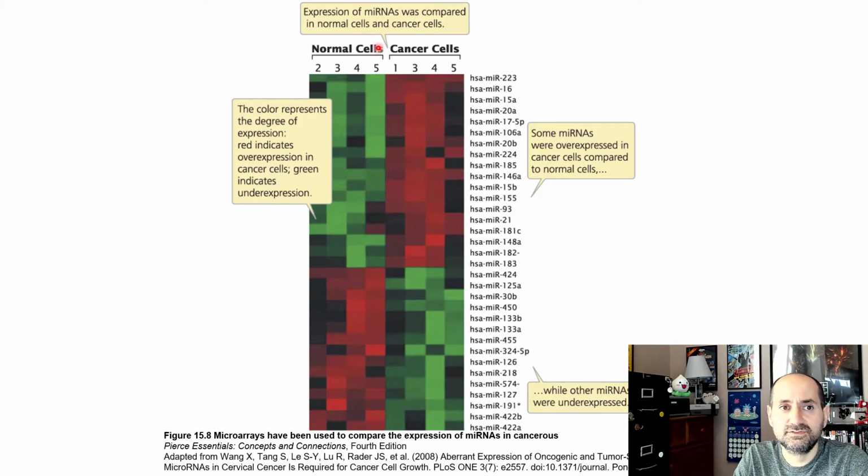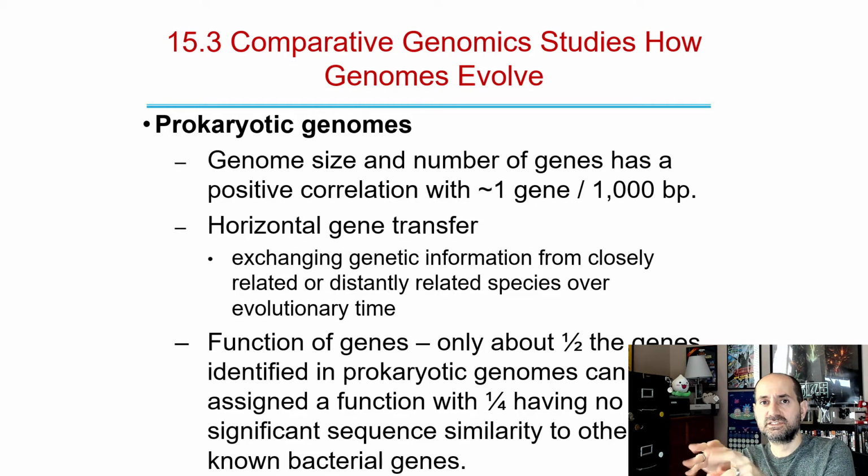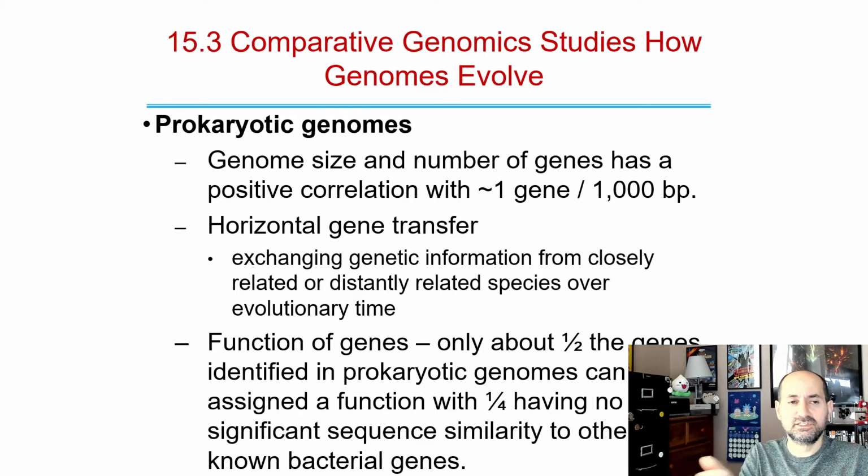So here you could do the same thing, but with microRNAs. Remember microRNAs? I could look at microRNA expression in normal cells and compare it to cancer cells. It doesn't have to be just mRNA differences in normal cells versus cancer cells. Okay. So then we get into the area of comparative genomics, comparing prokaryotes with one another, comparing eukaryotes with one another, comparing populations with one another.